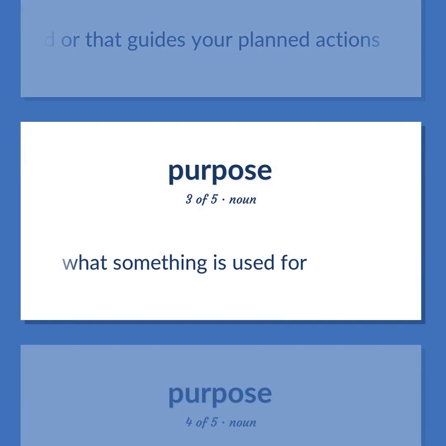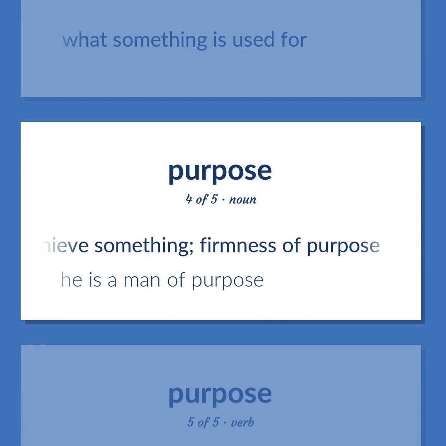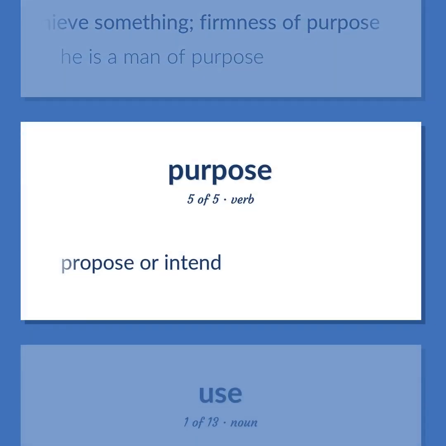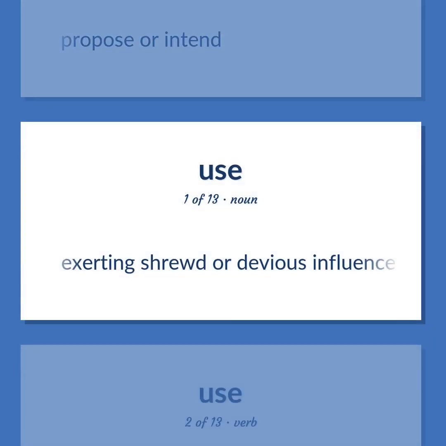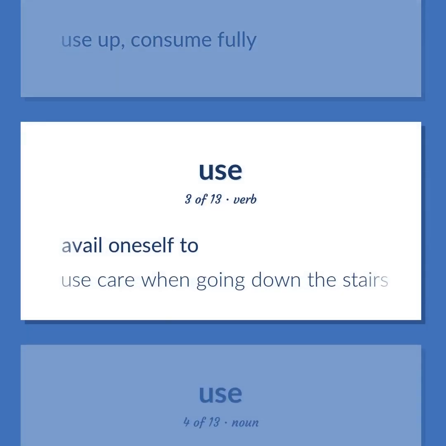What something is used for. The quality of being determined to do or achieve something. Firmness of purpose. He is a man of purpose. Propose or intend. Exerting shrewd or devious influence, especially for one's own advantage. Use up, consume fully. Avail oneself to. Use care when going down the stairs.